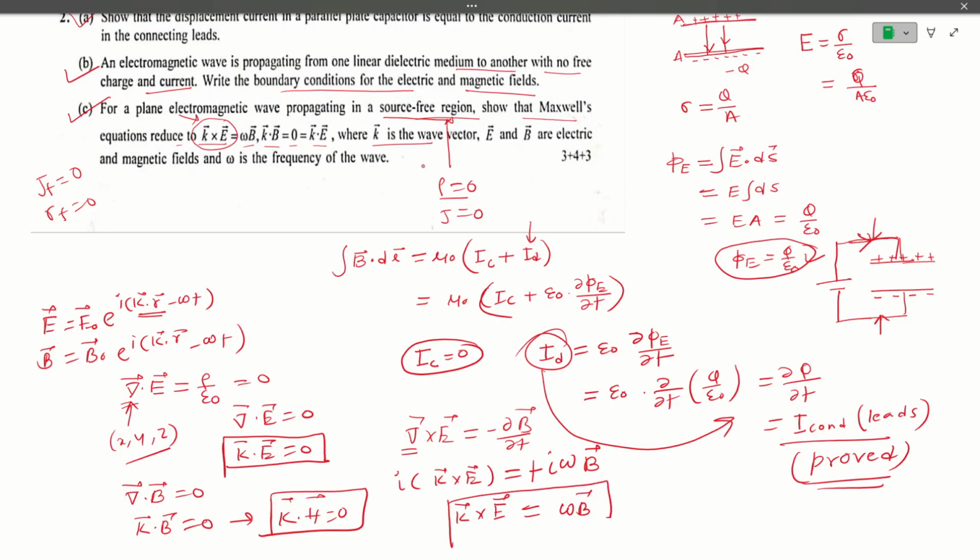So we can find all these relations: k dot E equals 0, k dot B, which is basically k dot H, is 0, and also k cross E is omega times the B vector.